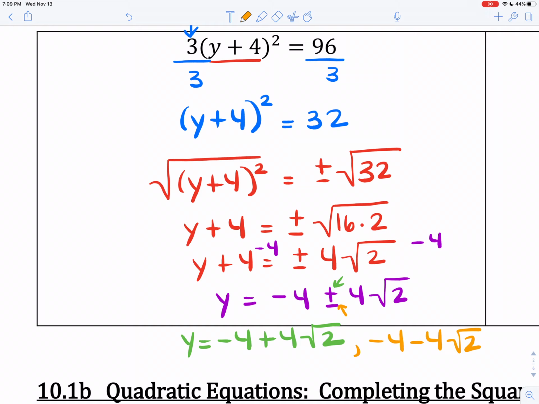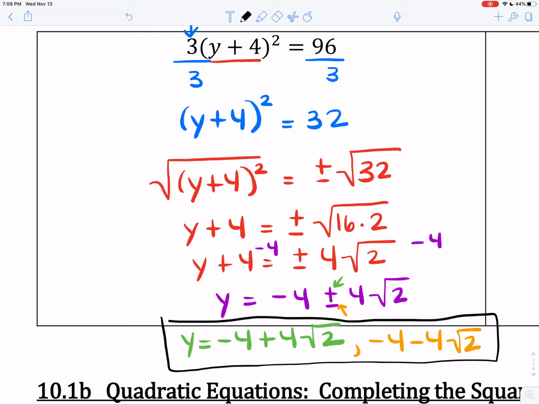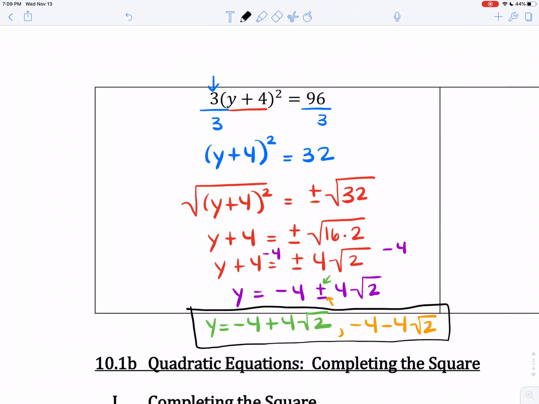And notice these are numerical values. I could plug this into my calculator, negative 4 plus 4 square root of 2. It's just that I would have to use an approximation, and I don't want to do that here. I want to keep it in its exact form. So if I get to a radical that I can't simplify anymore, I'm going to leave it just like that.